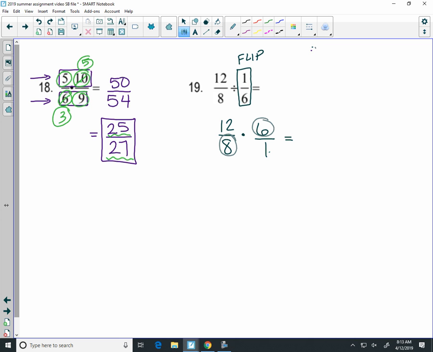8 and 6, I can take a 2 out of both. So I'm going to divide 8 by 2 and get 4. And divide 6 by 2 and get 3. And now my numbers are smaller for multiplying. I do think that if you can recognize that, especially when you're working without a calculator, that's helpful. So 12 times 3 is 27. Oh my goodness, not 27, sorry about that, 36.